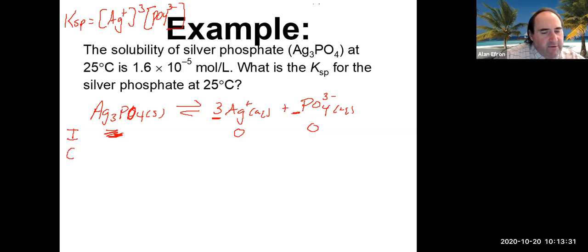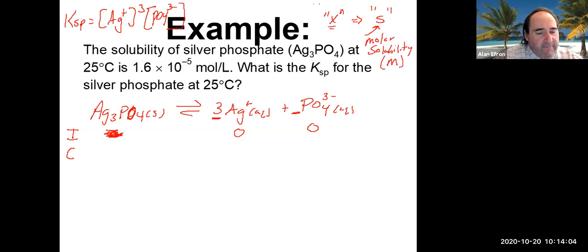The change here, now normally when we do changes, we use the letter X. And technically you could still use that X, but usually a lot of times what people will use in this type of situation, since we're talking about solubility, is S instead of X. And S represents the molar solubility, or the molarity, basically, right? So different than a normal ice table where we use X, and again, really you can use any letter you want, but a lot of people will use S.